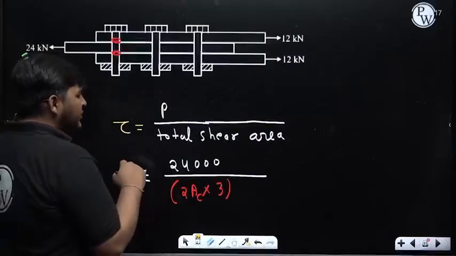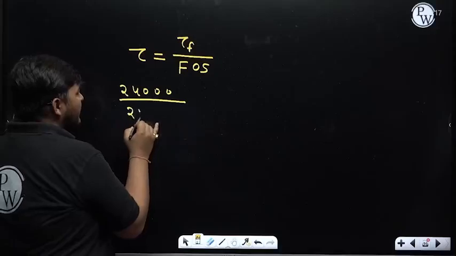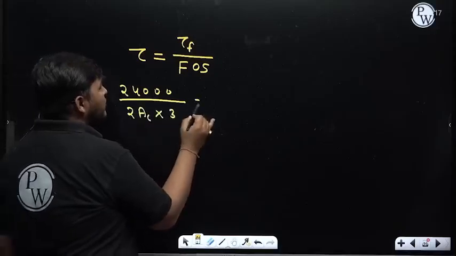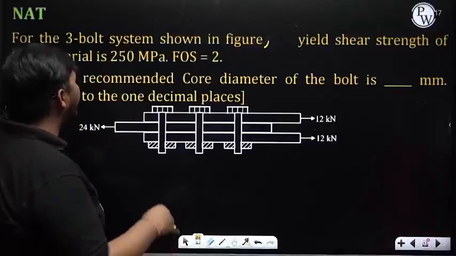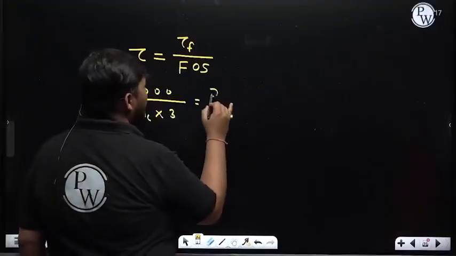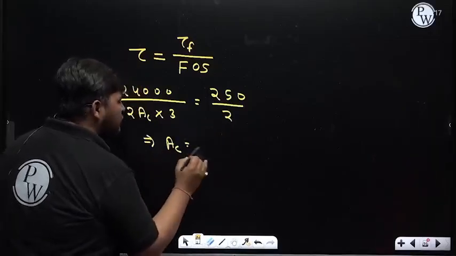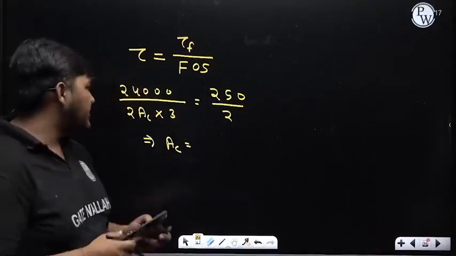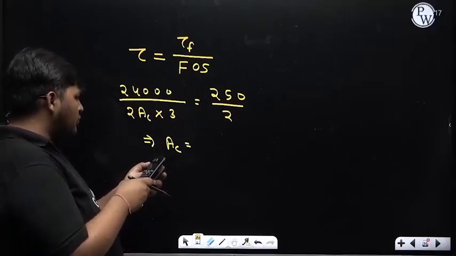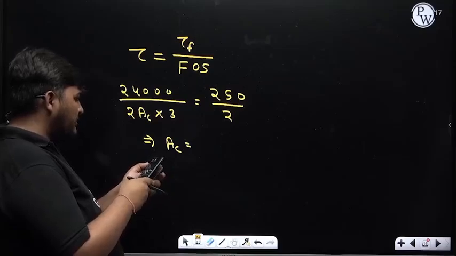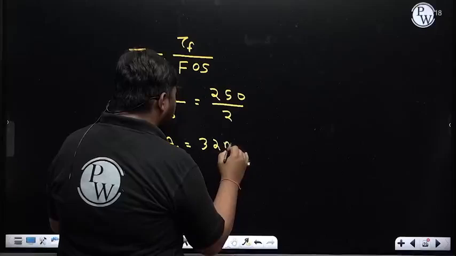Now the shear stress induced in the bolt is 24,000 Newton divided by twice AC into 3, which is equal to the shear strength of the bolt material. Shear strength is 250 megapascal and factor of safety is 2, so 250 divided by 2. So in this equation only one unknown is coming, that is the core area of the bolt. So we can calculate the core area of the bolt, and it is coming 24,000 into 2 divided by 250 divided by 6. You can check the calculation. It is coming 32 mm square.